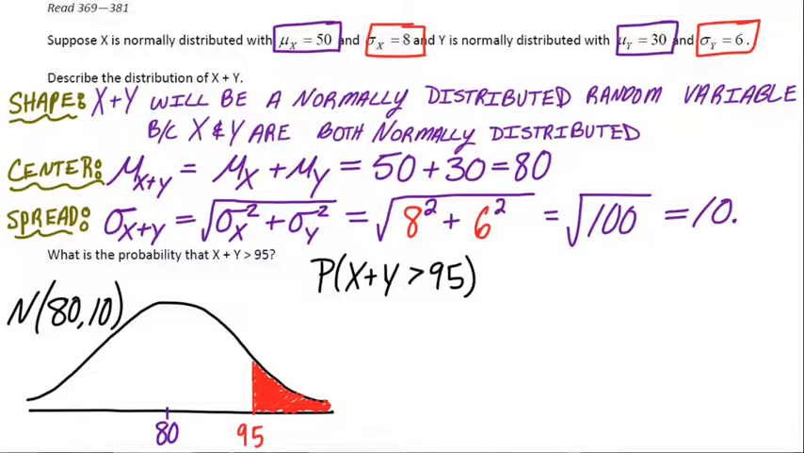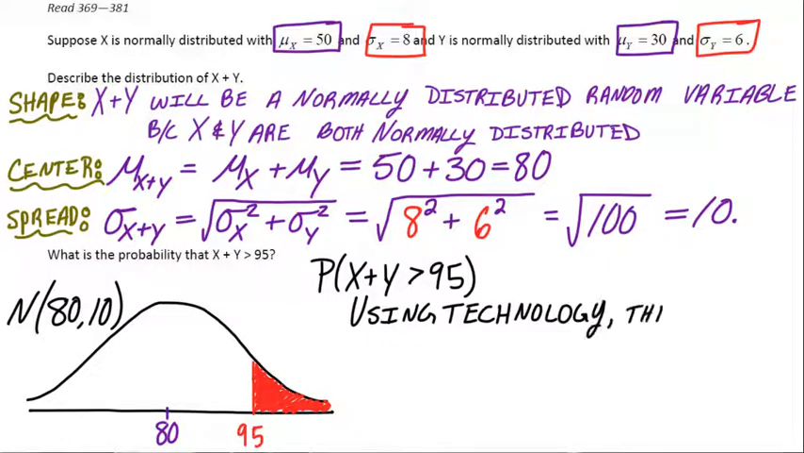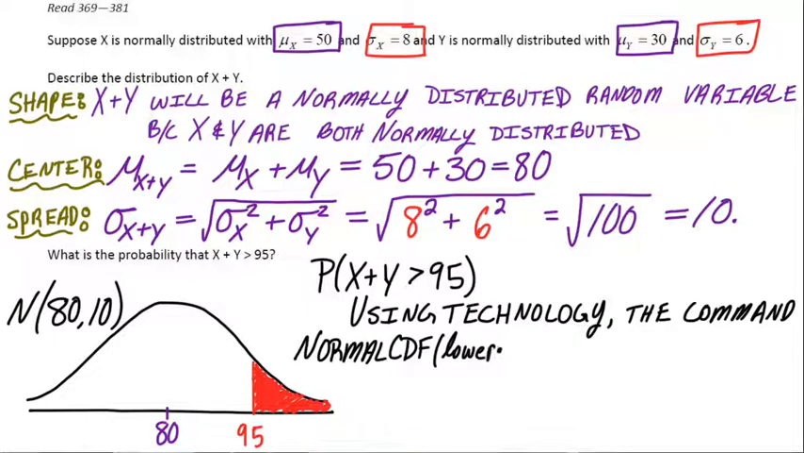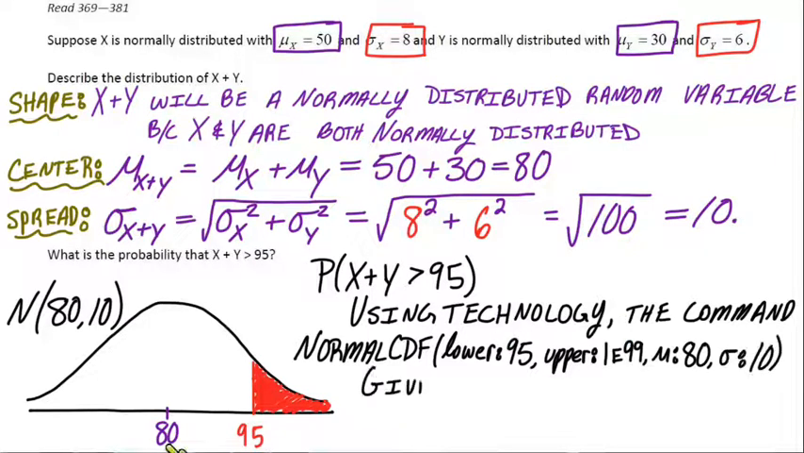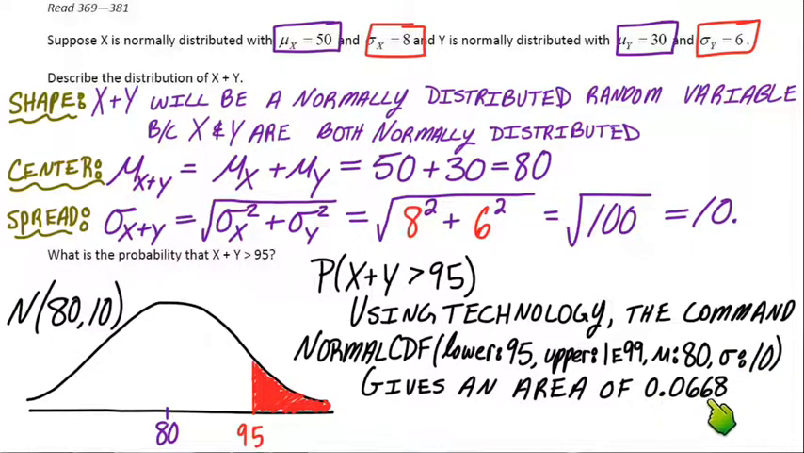So we can use the normal CDF command in our calculator. So we can say using technology, the command normal CDF. The lower bound, we marked it off at 95. The upper bound here would be 1E99. And then let's give the mean as 80. The standard deviation is 10, which gives us our answer of 0.0668.